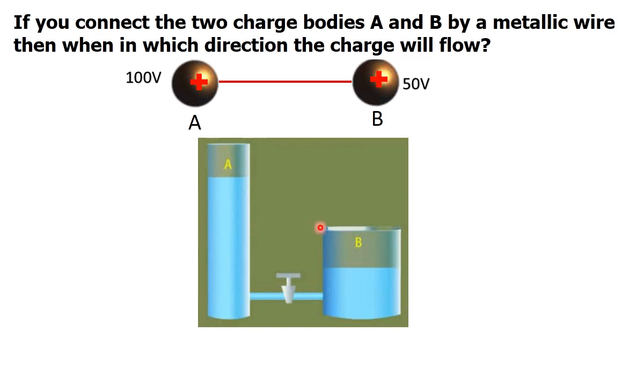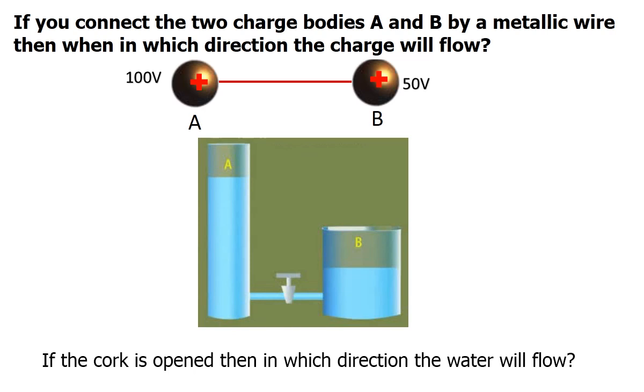Let us see another figure. In that figure there are two cylinders. In the first cylinder A, the cylinder is narrow, but the level of water is higher. The second cylinder is wider, but the water level is lower. The amount of water in the second cylinder may be more than the first cylinder. If we open the cork, then what will happen? In which direction will the current flow? Let us see the question. If the cork is open, then in which direction will the water flow?